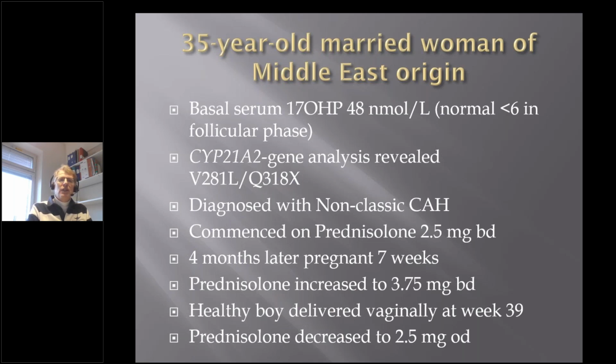I followed up with a gene analysis which revealed 2 pathological variants. The V281L is very common in non-classic CAH, so she was diagnosed with that condition. She was commenced on prednisolone 2.5 milligrams BD, and 4 months later she was pregnant at 7 weeks. At that time we increased the prednisolone slightly, and a healthy boy was delivered at week 39, and then she went back to 2.5 milligrams of prednisolone once daily.